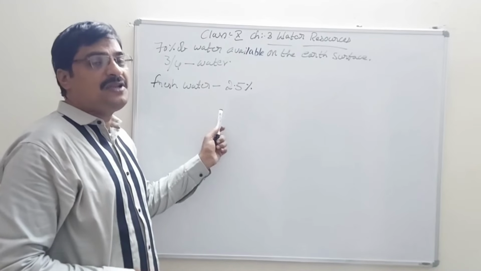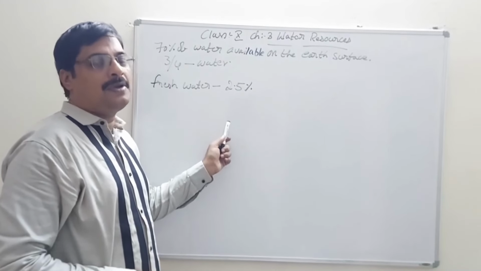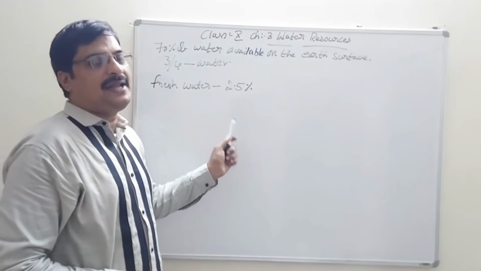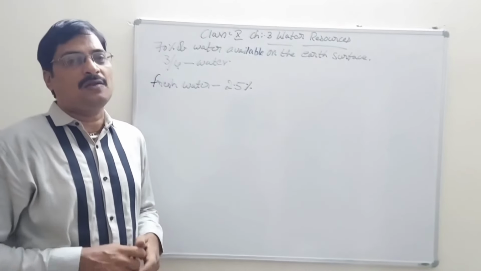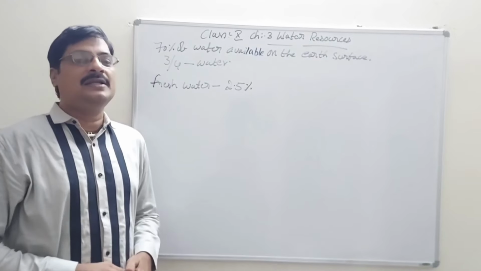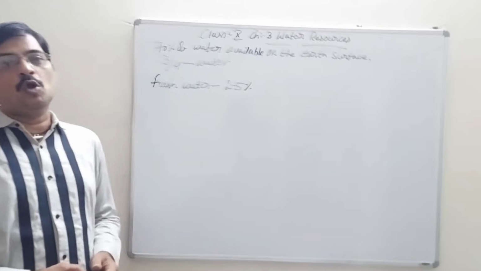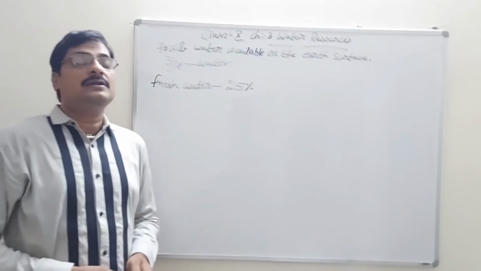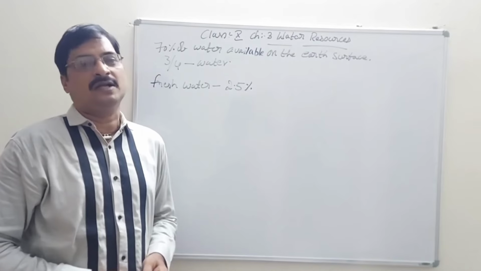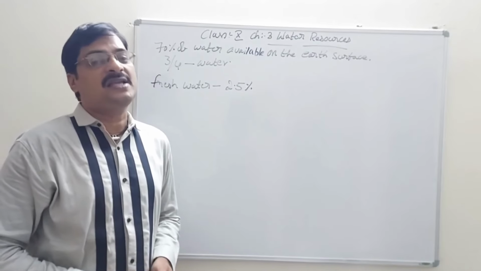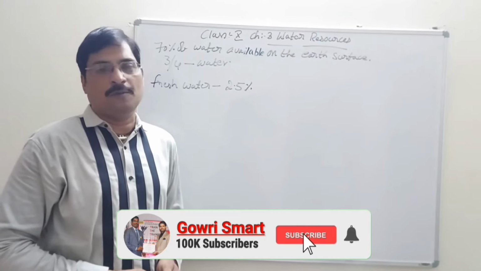But nowadays this fresh water is in shortage. Why? Because day by day our population is increasing, but water resources are decreasing because of globalization and global warming. Why is it in shortage? Because the population in our country is increasing. How much population is there in our country? More than 140 crores.